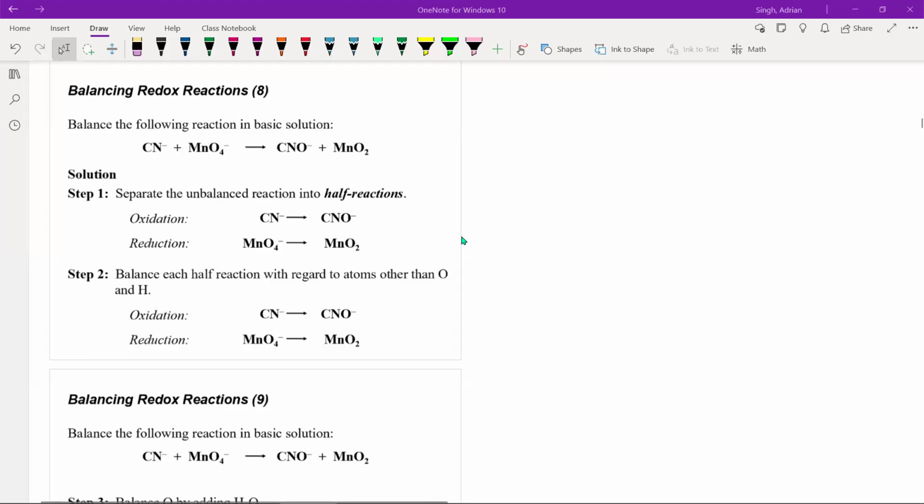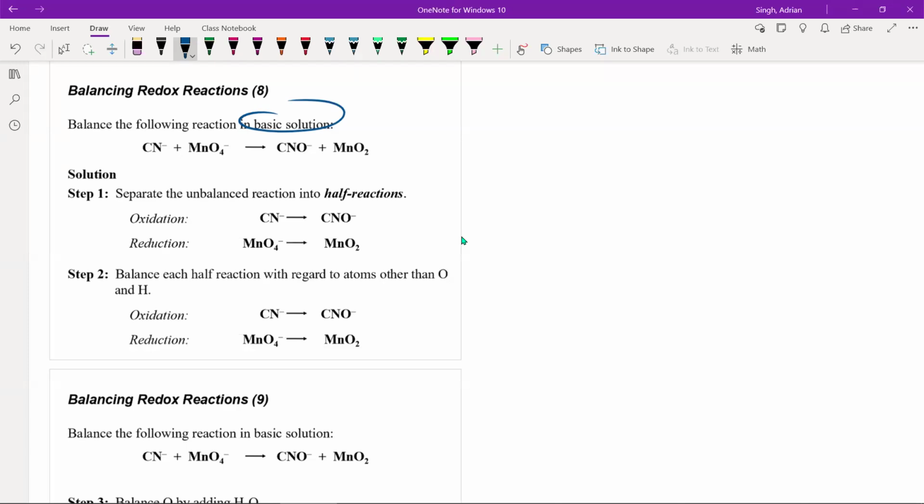All right, let's take a look at another one. This one is happening in basic solution. So we have cyanide plus the permanganate to produce CNO minus and MnO2. So let's take a look at the oxidation numbers here. We have carbon, the nitrogen. Well, let's just break it up. And I'll leave the assigning of the oxidation numbers to you to do as you go through this example.